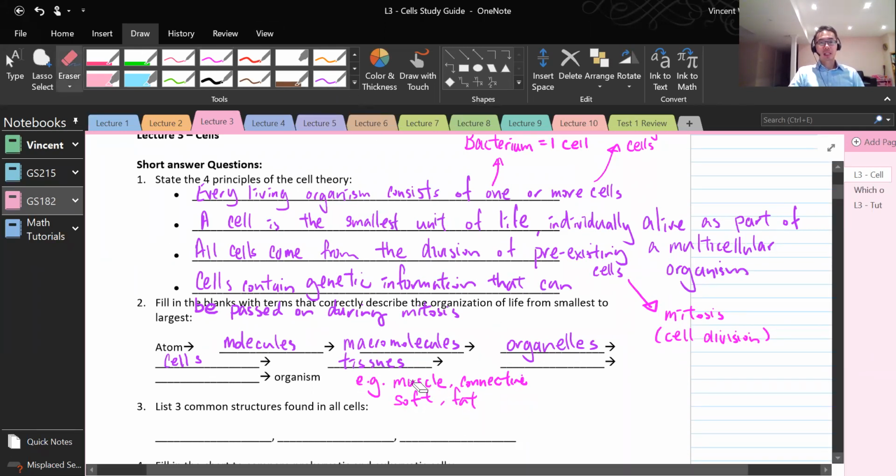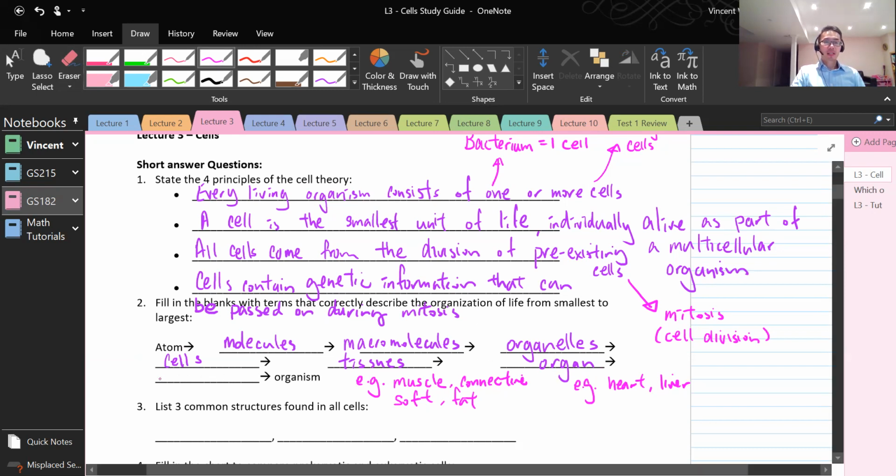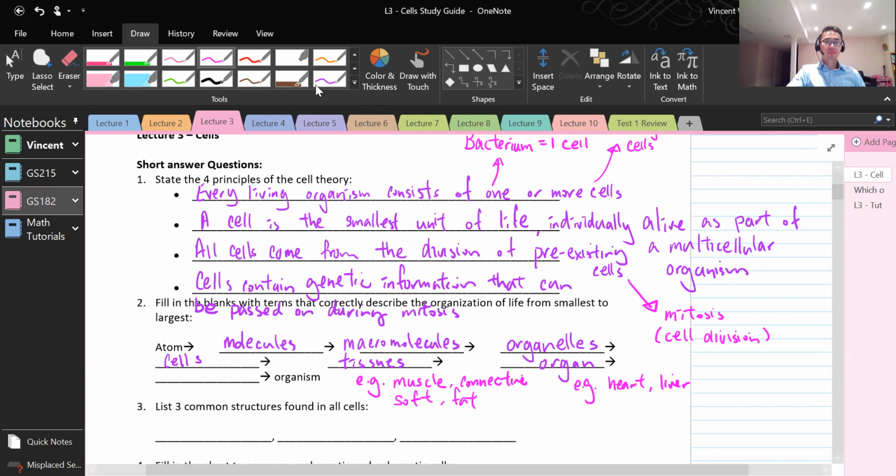Now we can take a collection of tissue and form an organ, right? An organ. So an example of an organ would be something like the heart, right? Liver. Right? So these organs have a bunch of different types of tissues. So the heart, for example, has connective tissue there, right? There is some muscle for contraction. There is some adipose tissue, right, that insulates the heart. Okay? And then you have multiple organs in an organ system.